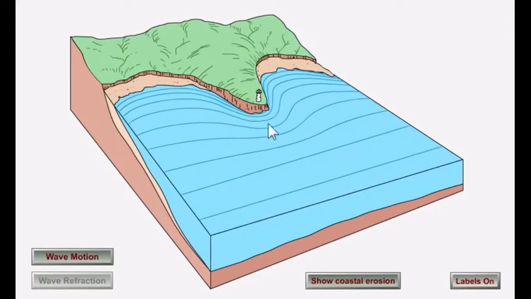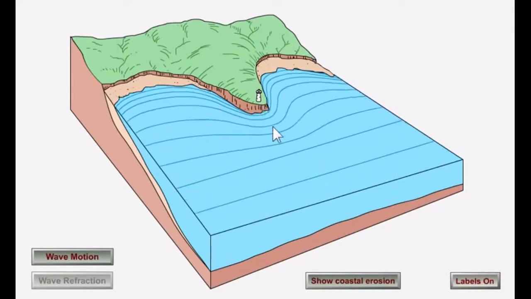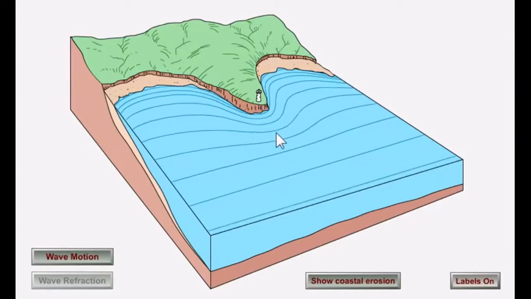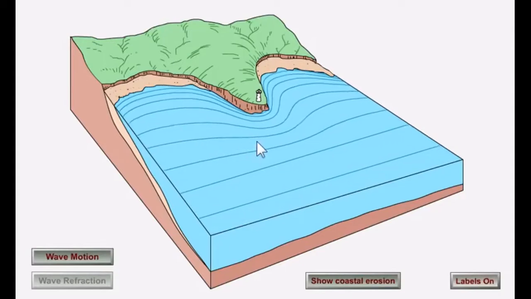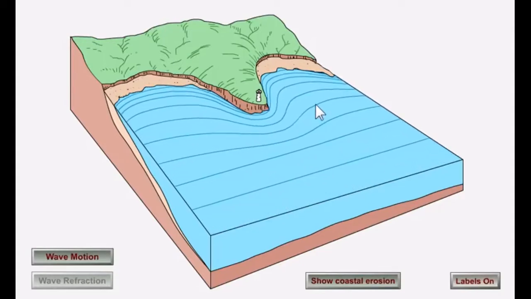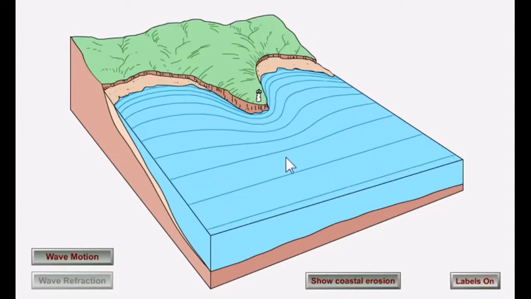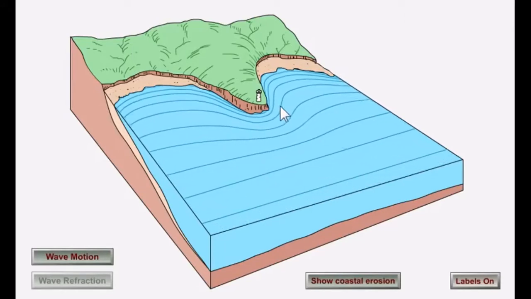And what I want you to imagine here is that off of the headland where the lighthouse is, the water is probably shallow, whereas it's deeper over here in these two bays on both sides. So the waves slow down more here and less here, and that causes refraction. You can see how the waves are bending and changing direction.